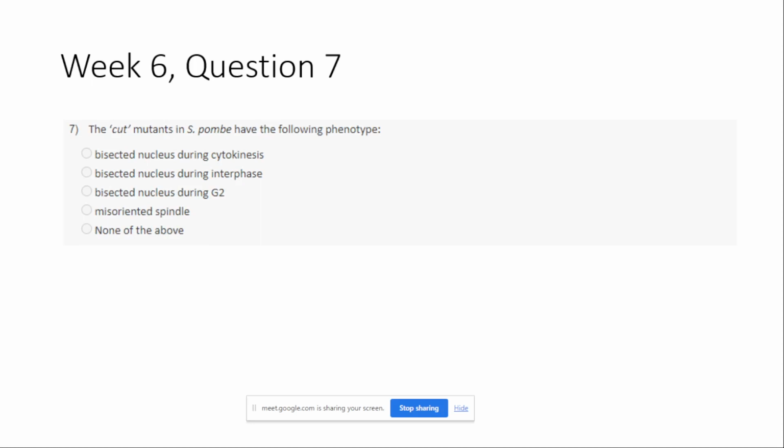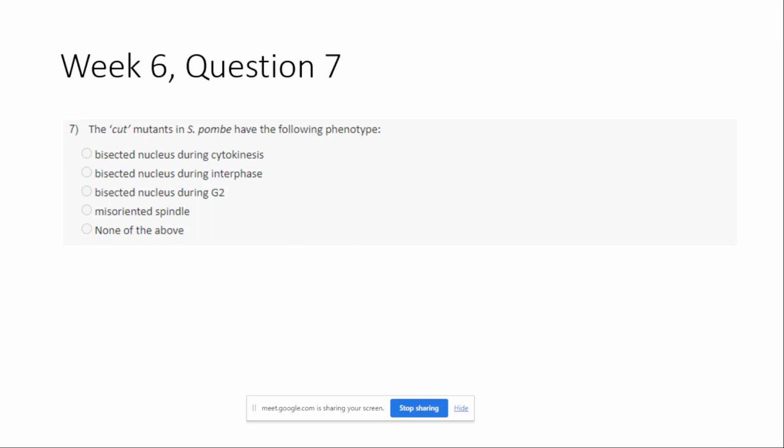So question 7 is asking that the cut mutant in Pombe has the following phenotype. So what is the cut mutant? In the cut mutant, the phenotype is that the chromosomes will be fragmented, or they have fragmented DNA. That means they will not have the complete length of the DNA. Their DNA will be fragmented, not continuous. The integrity of the DNA will be lost. So what can be the phenotype of this cut mutant in S. pombe, a fission yeast?